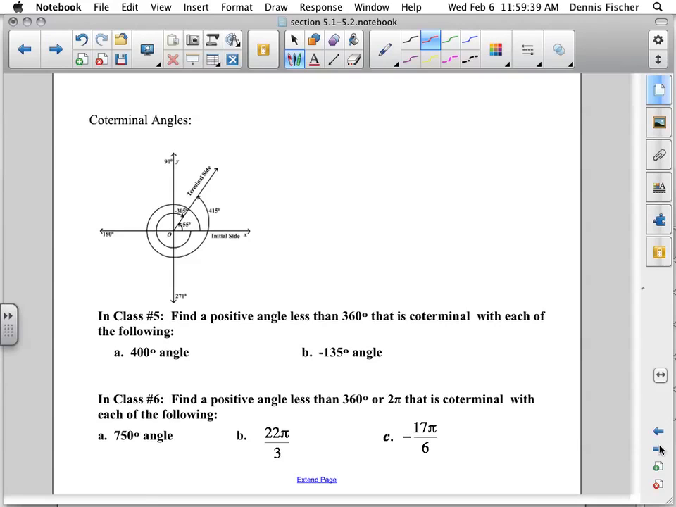So to find coterminal angles, say I had a 400-degree angle and I was asked to find a positive angle less than 360 that is coterminal to each of the following. I'm going to subtract 360 and get 40. 40 degrees is coterminal with a 400-degree angle. Correct?